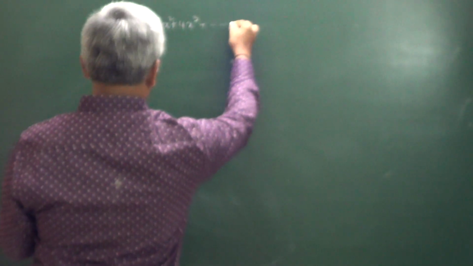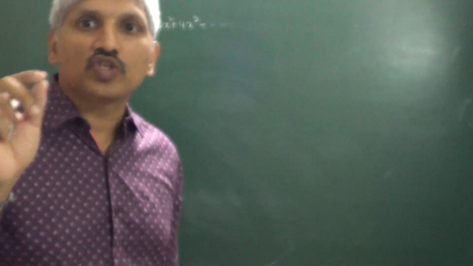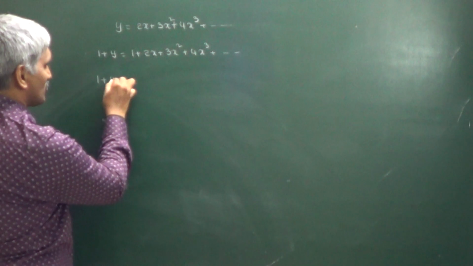So this is another one. He is asking: y = 2x + 3x² + 4x³ + and so on. Then he is asking for the x value in terms of y. He has given y in terms of x. In this question he is asking to find x in terms of y. We have to find out x in terms of y. So what to do? 1 + y = 1 + 2x + 3x² + 4x³ + and so on. Both sides 1 added. Yes or no? Now 1 + y is equal to, what happens to this one?